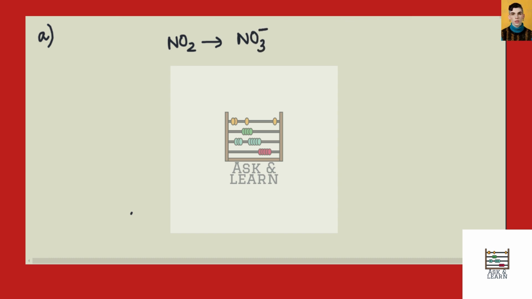Okay, so now since the nitrogen atom is already balanced, we will start with oxygen atoms. So on the left hand side we have two oxygen atoms, and on the right hand side we have three oxygen atoms. So we will add one water molecule here. And now to balance the hydrogen atoms, we will add two H positive here. Okay, and now we will add the electrons.